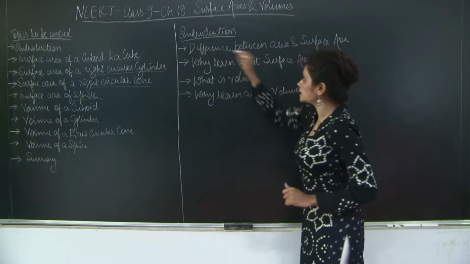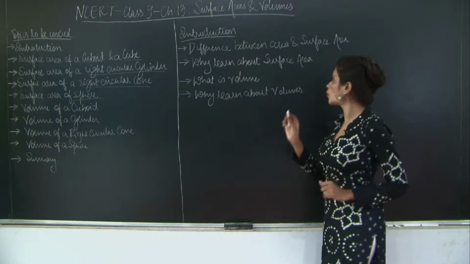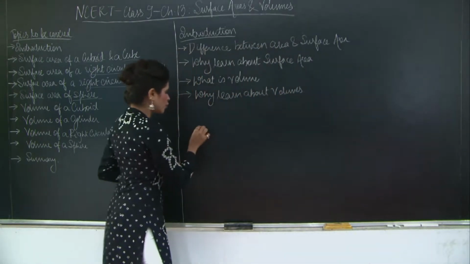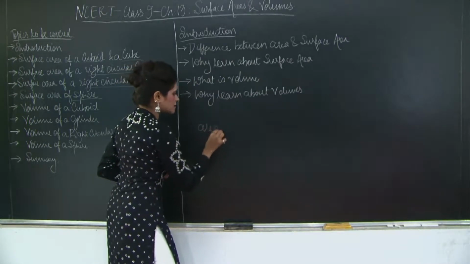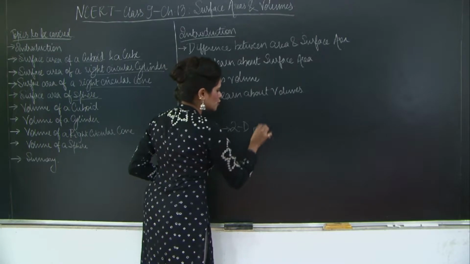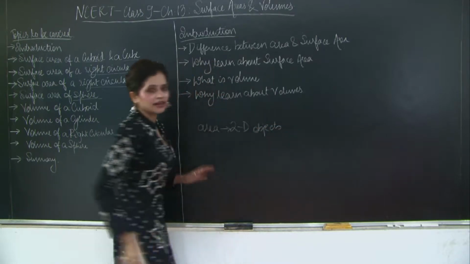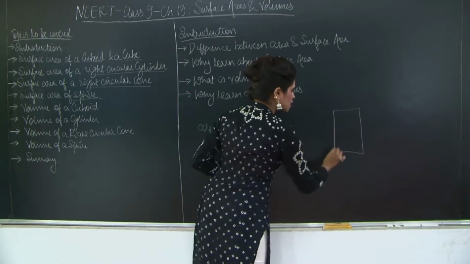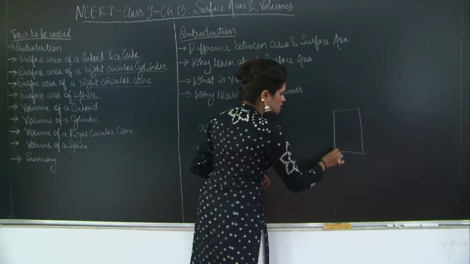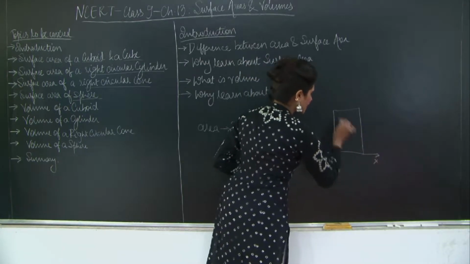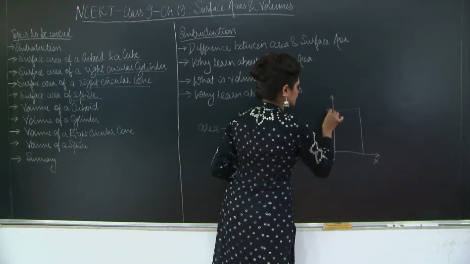So coming to the difference between what is area and what is surface area. So area is something that is applicable only to two-dimensional or 2D objects. So I can say that if I stick a paper on this board, if suppose this is a paper, it is two-dimensional. Why? Because it has an x-axis and a y-axis.